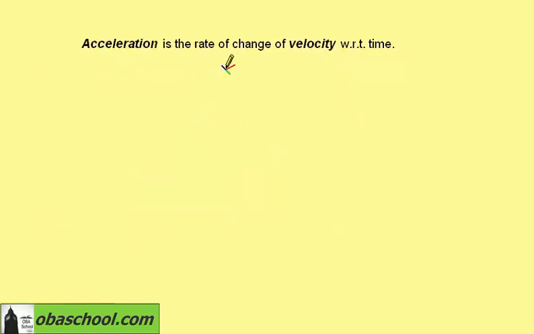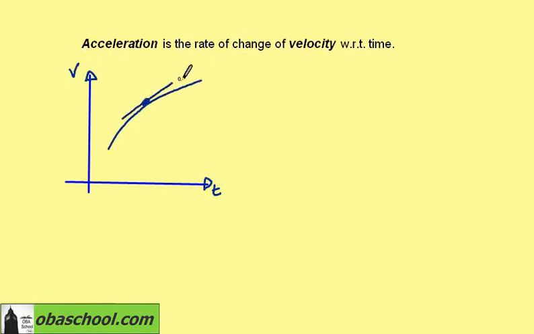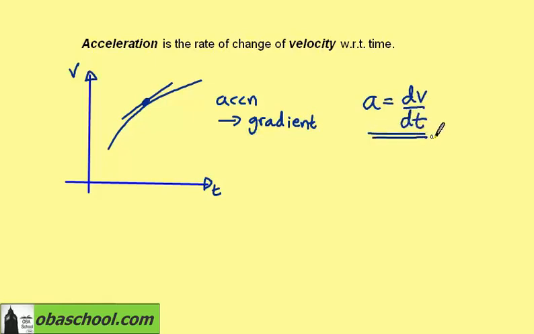Acceleration is the rate of change of velocity with respect to time. If we have a velocity time graph, then we know from earlier work that a gradient on a velocity time graph gives acceleration. So acceleration is given by gradient. From previous discussion, it should be clear that a is going to be dv/dt. So to get acceleration, we differentiate velocity.